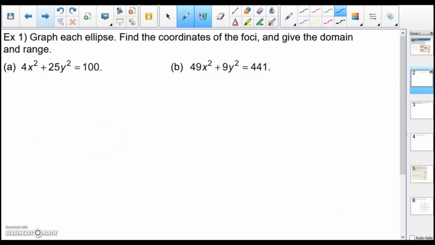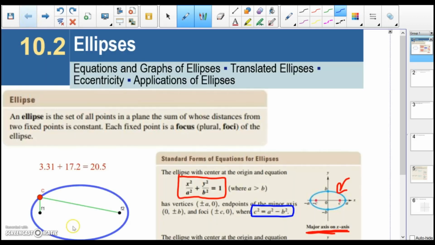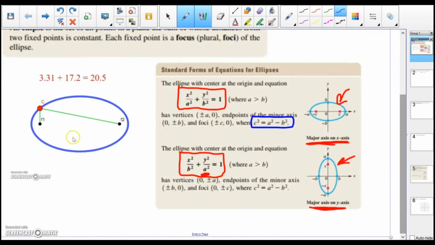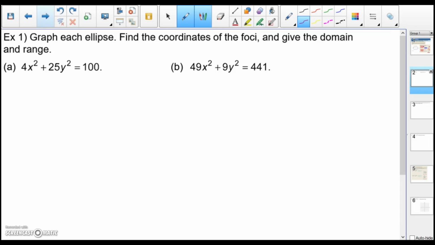Example 1, graph each ellipse, find the coordinates of the foci, and give the domain and the range. So when you first see this, it does not look like the equation is supposed to look. So there's a little bit of setup involved. If you go back and look here, we always want our formula to equal 1. It's going to be x squared over something plus y squared over something equals 1. And so in this problem, we see that it's 4x squared and 25y squared. We don't want those numbers, but we also don't want it to equal 100. So we're just going to basically divide everything by 100.